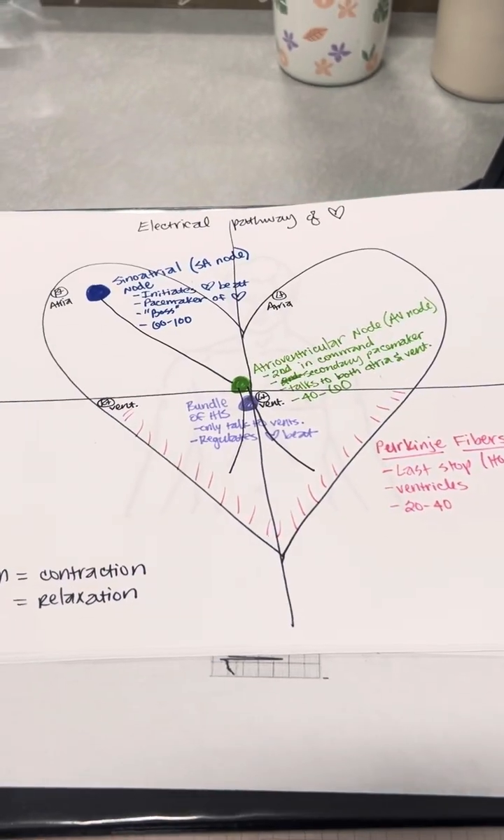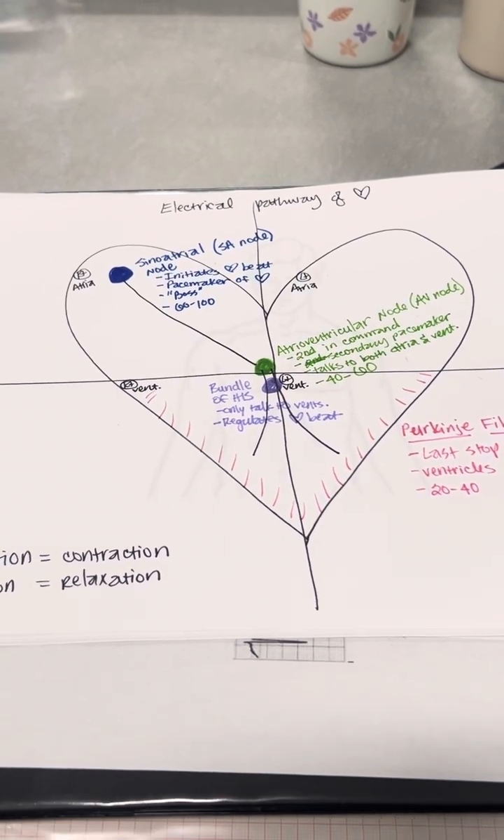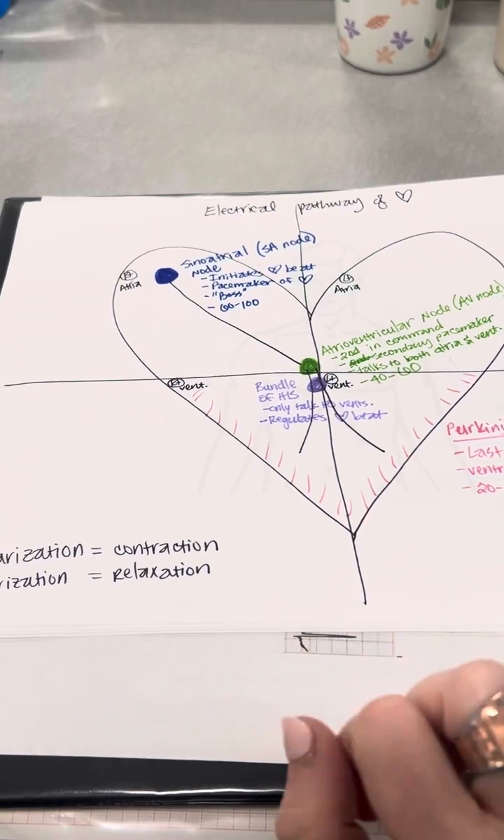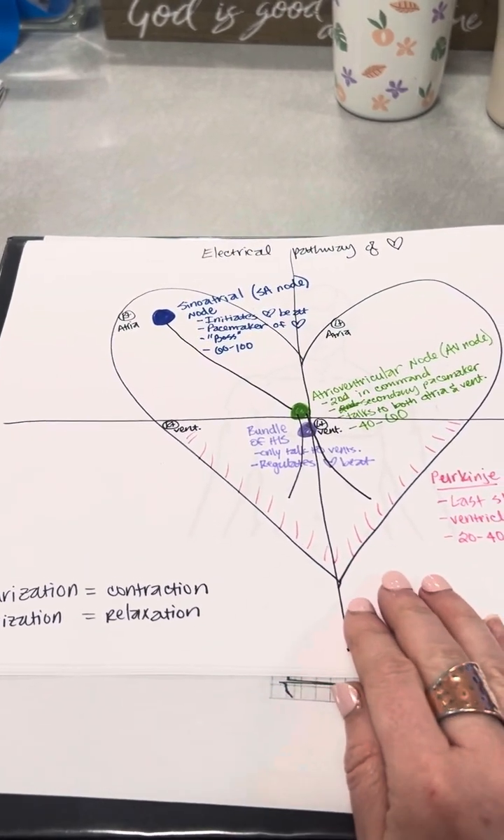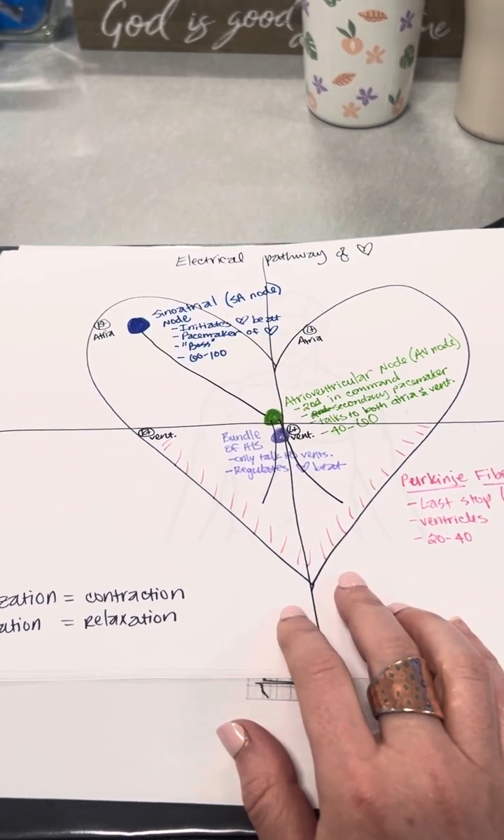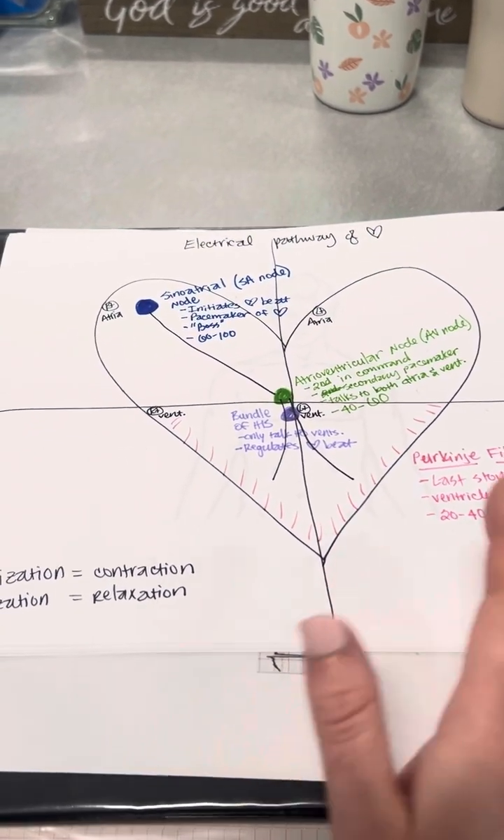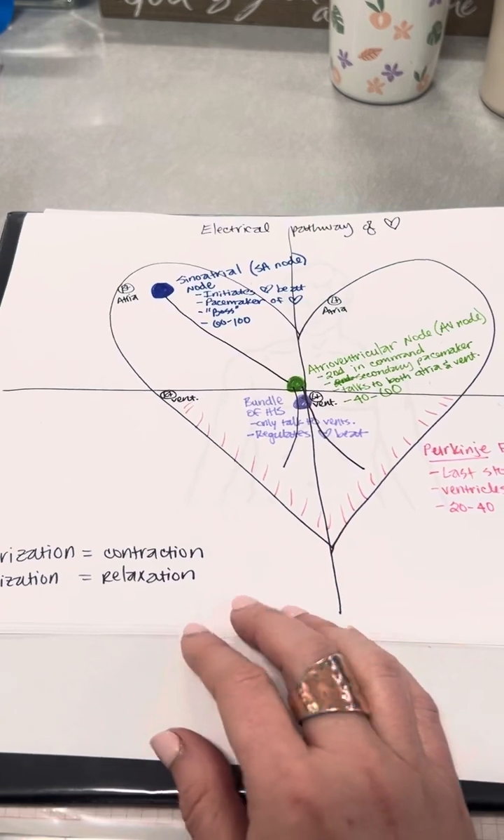Okay guys, today we're going to go over the electrical pathway of the heart. Now again, a disclaimer is I do realize this is not the anatomically correct heart and this is not what our heart looks like, but I use this diagram so that it's easier to understand and then you can apply it to the anatomically correct heart.